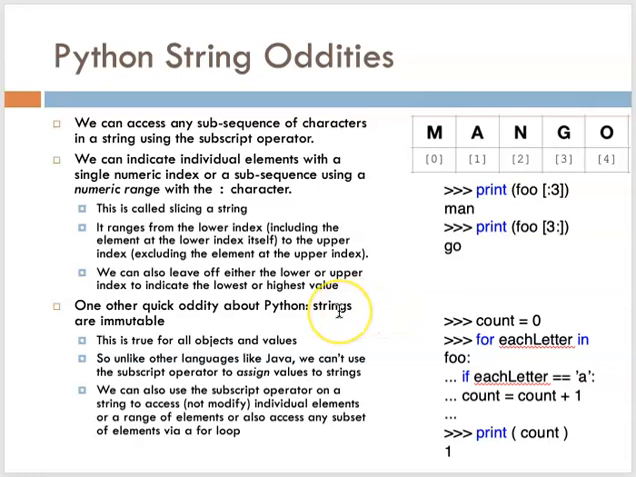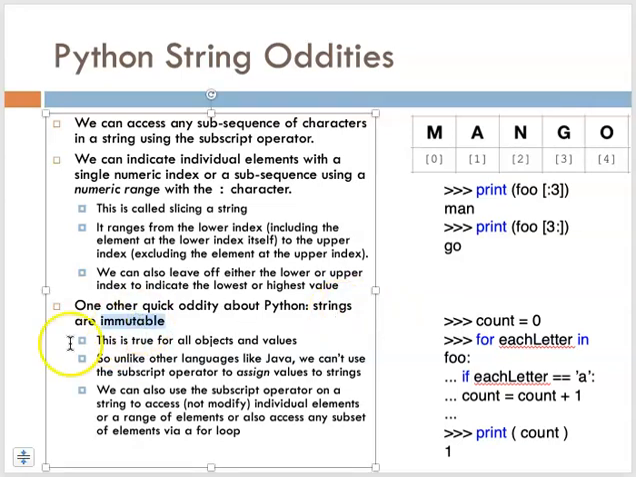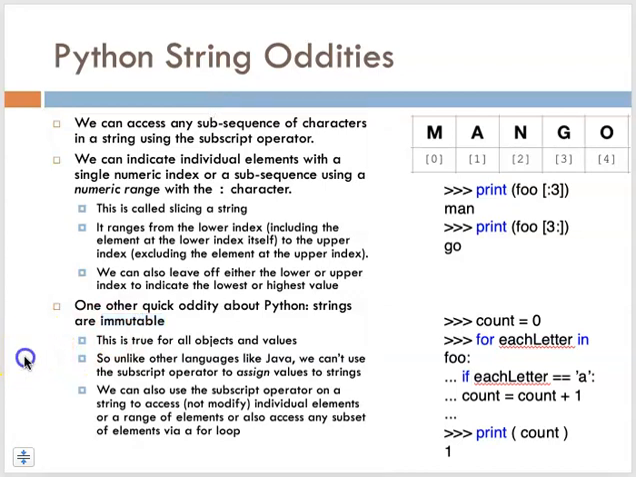The other thing that's kind of odd about strings in Python is that they're immutable. This is actually true for all objects and values in Python. So unlike other languages like Java, you can't use the subscript operator to assign a value to it, but you can only access it. But you can use the subscript operator on a string to access any of those individual elements or range of elements that you want.